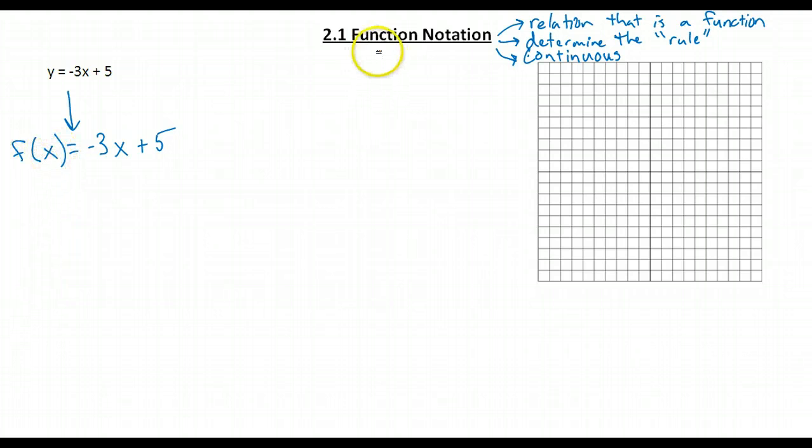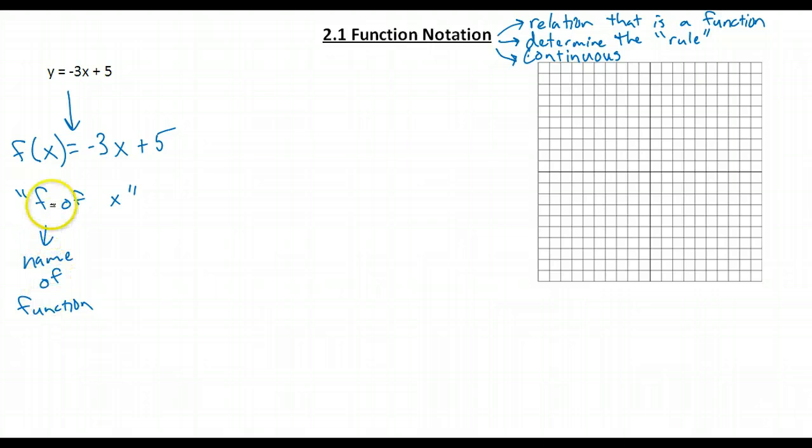F parenthesis x is function notation. It's pronounced f of x. The f is the name of my function. F is commonly used to name a function, but I can really use any letter I want, g or h or j. And x is my input value. So this is really saying I have the function f of whatever input value I put in for x.